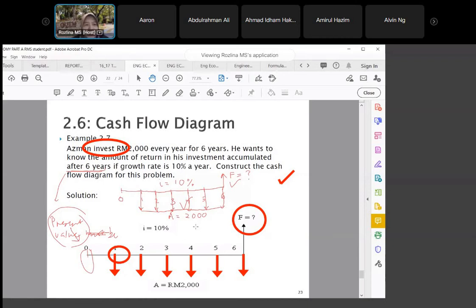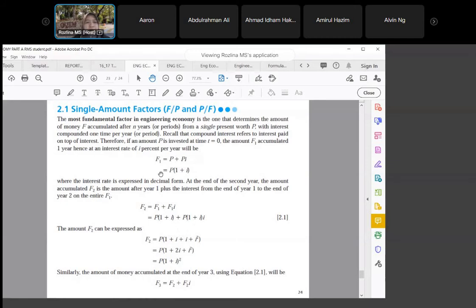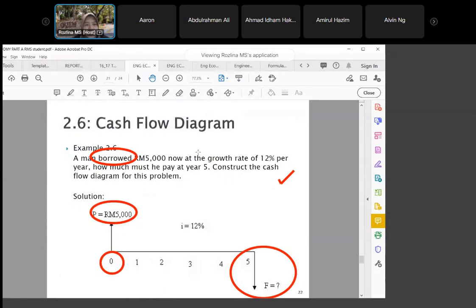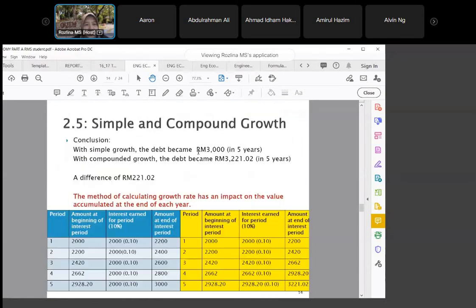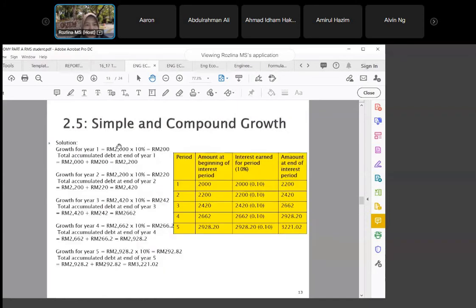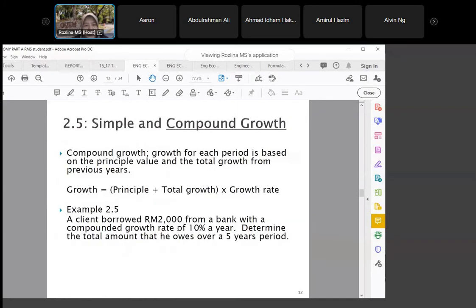Okay. Single amount factors. This one is about the formula. How to get the formula. Okay, how to get the formula? I think maybe you can see from this one. Dr. Azanizah has already explained this. How you elaborate the principle of and total gross.